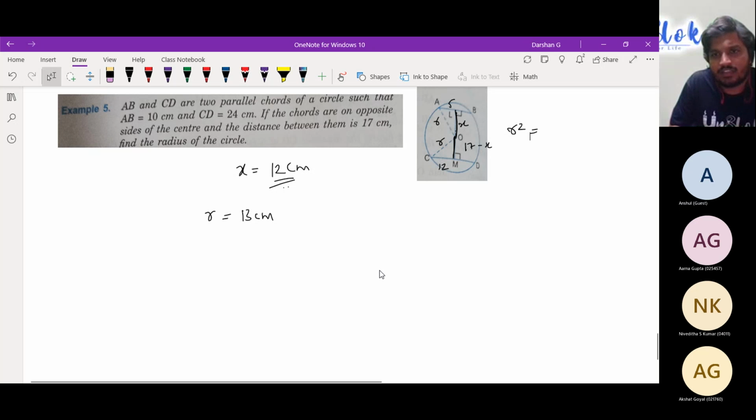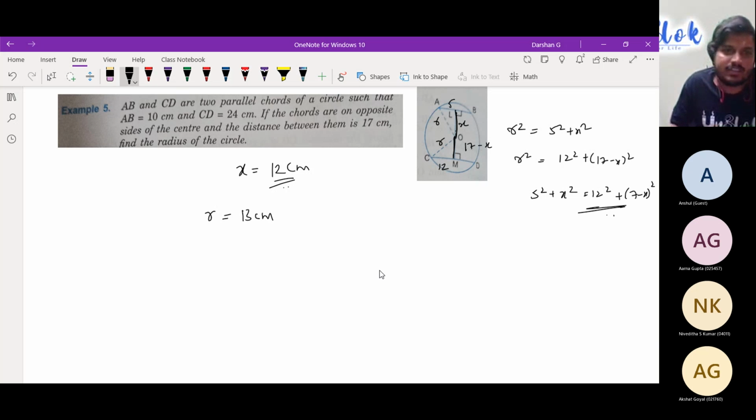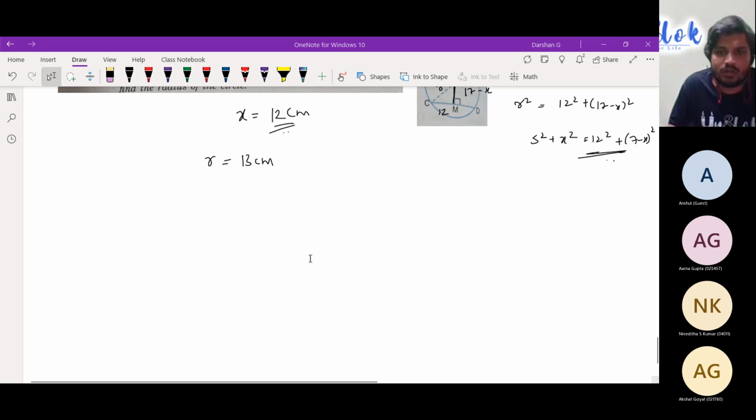The equations are R square equals 5 square plus X square. Yes, I understand. Again, R square equals 12 square plus 17 minus X the whole square. Same method: 5 square plus X square equals 12 square plus 17 minus X the whole square. So use the same method. Find X, and after that you can also find R.